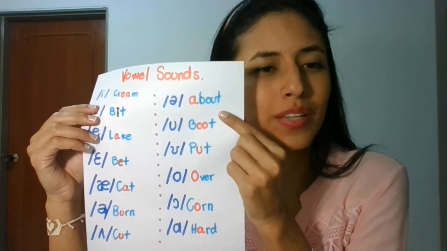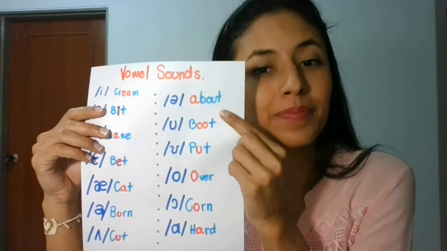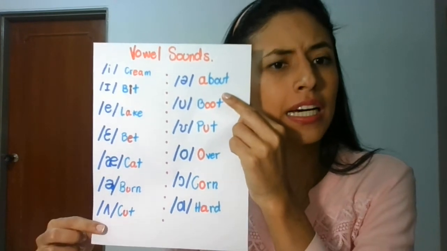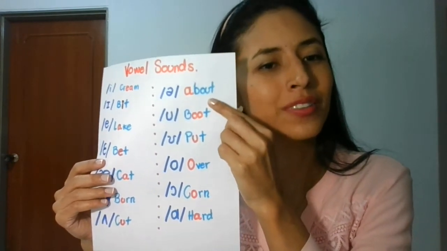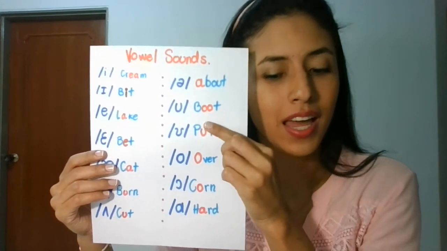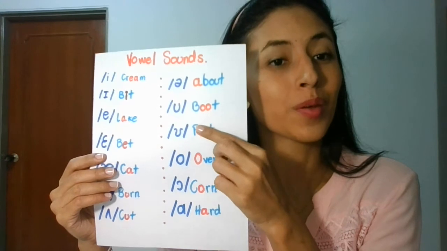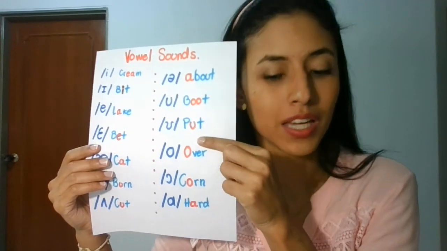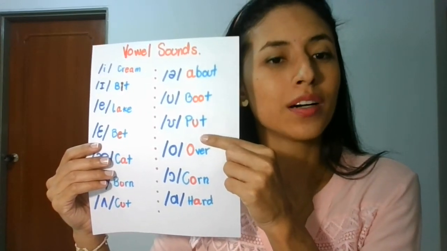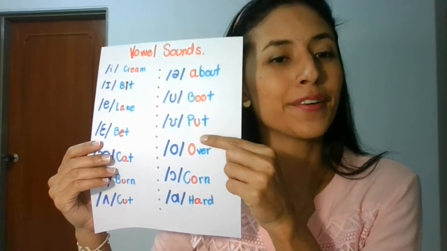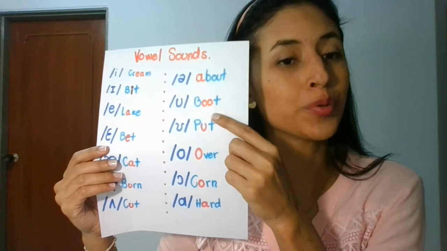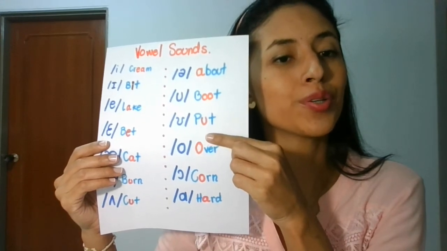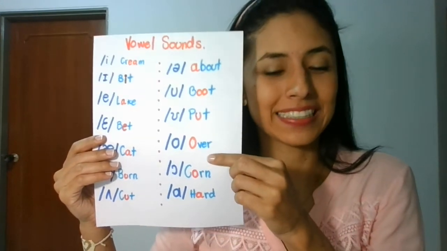Next. It's a softer sound. Example, have out is have. Next, example, wood. Next, put is shorter than boot. It's long, ooh, it's boot, ooh, it's shorter.